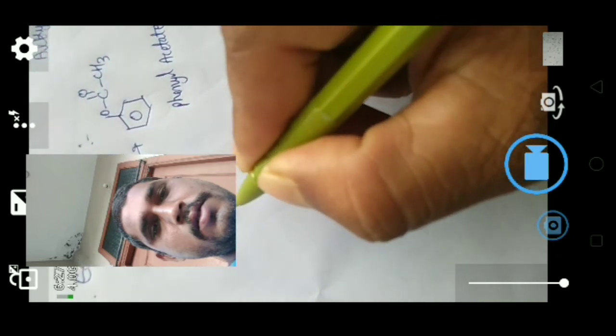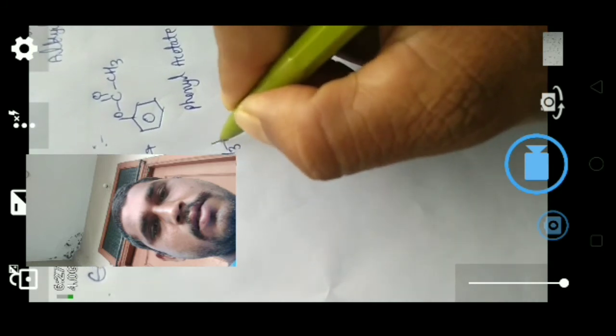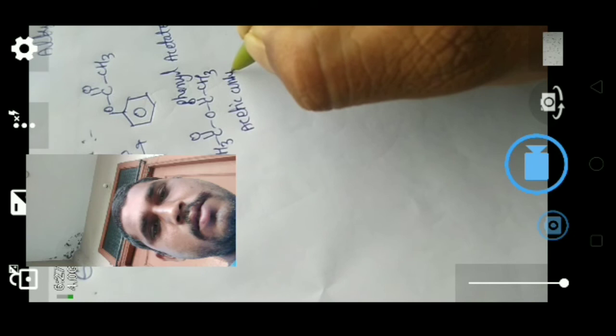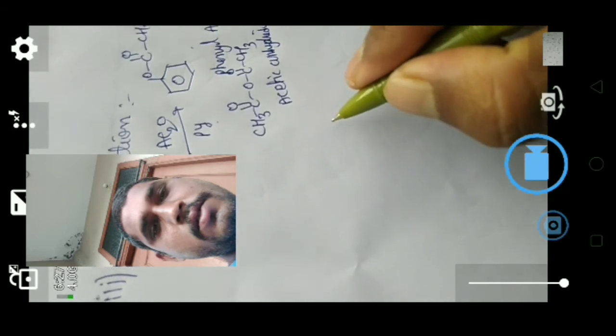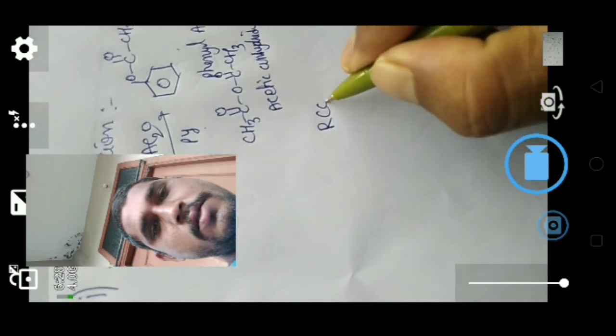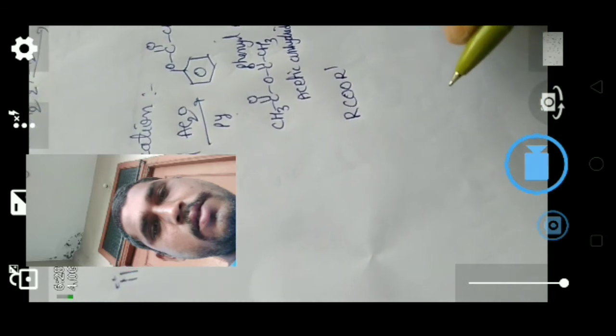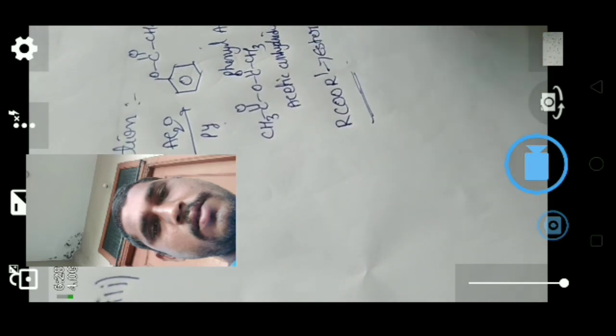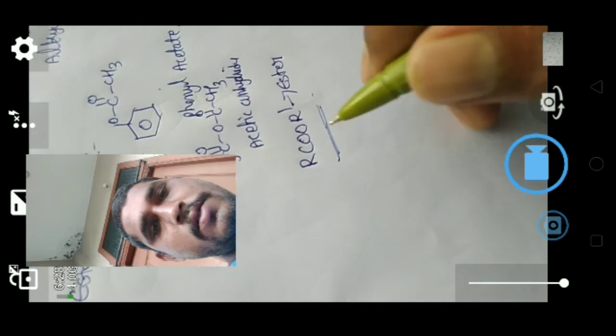Here the phenol, when reacted with acetic anhydride, that is CH3COOCOCH3, which is acetic anhydride, reacts in the presence of pyridine to give phenyl acetate. The formation of an ester is called esterification. Here the formula of esters is COOR', and COOR' is called an ester. So the formation of this ester is called esterification.